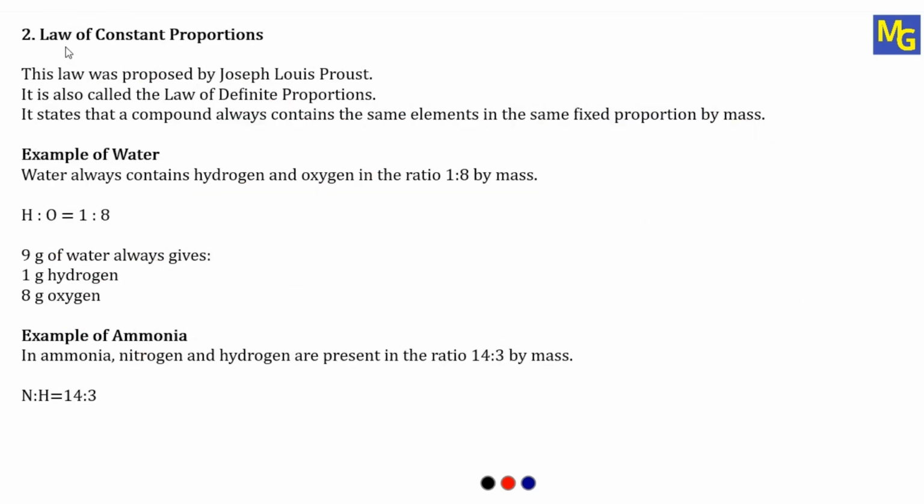Now we'll see the second law, that is the law of constant proportion. This law was proposed by Joseph Louis Proust. It is also called the law of definite proportion. So remember, constant and definite mean the same, the words are different. Sometimes they may say law of constant proportion, sometimes law of definite proportion, but the law is the same. It states that a compound always contains the same elements in a fixed proportion by mass.